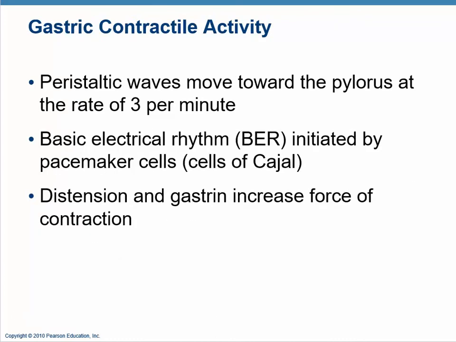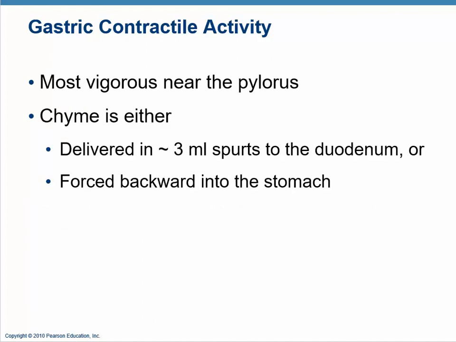There are peristaltic waves that move down the stomach and towards the pylorus. We don't really care about the cells of Cajal and that kind of thing, but what you really need to see is that there's this wave of peristalsis. We'll get to that in a second. The peristalsis gets a little more vigorous as you get near the pylorus.